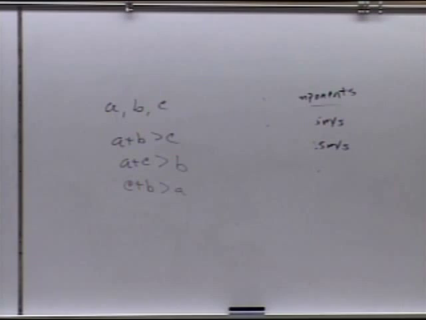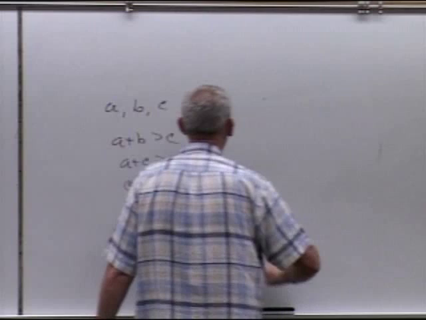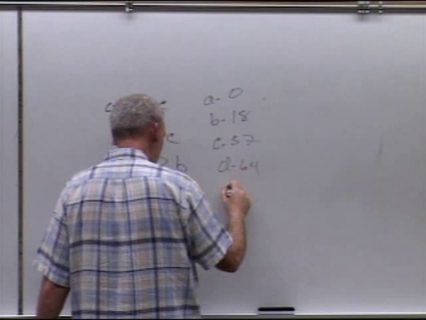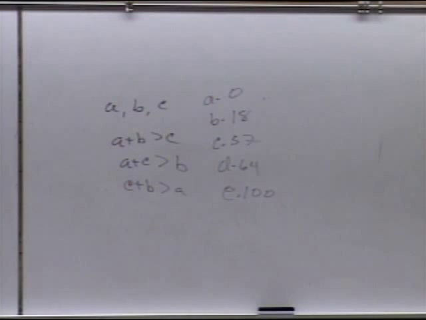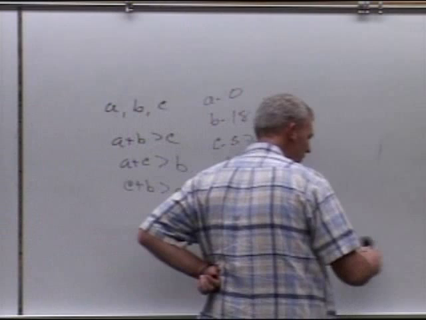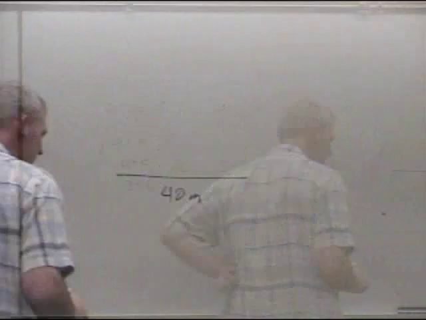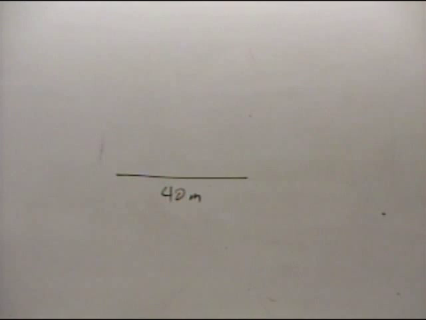That's basically the triangle inequality. Now, what does all that mean? I think the answers that they had up there were this: A was 0, B was 18, C was 37, D was 64, and E was 100. I'm scaring myself. I actually know what those were. All right. Now, let's just draw the triangle. I've got a 40-meter vector like here. Now, on the end, I'm going to put my 20.